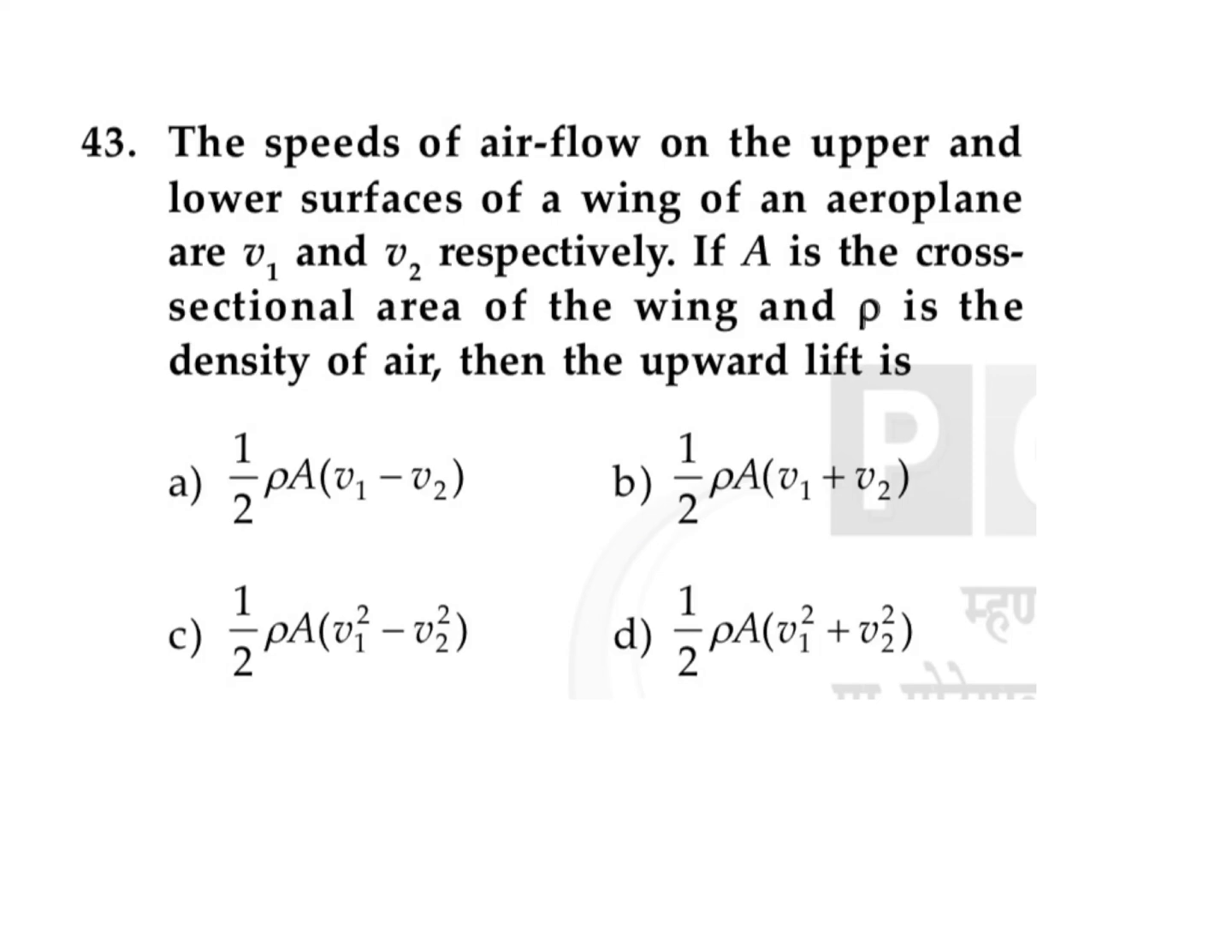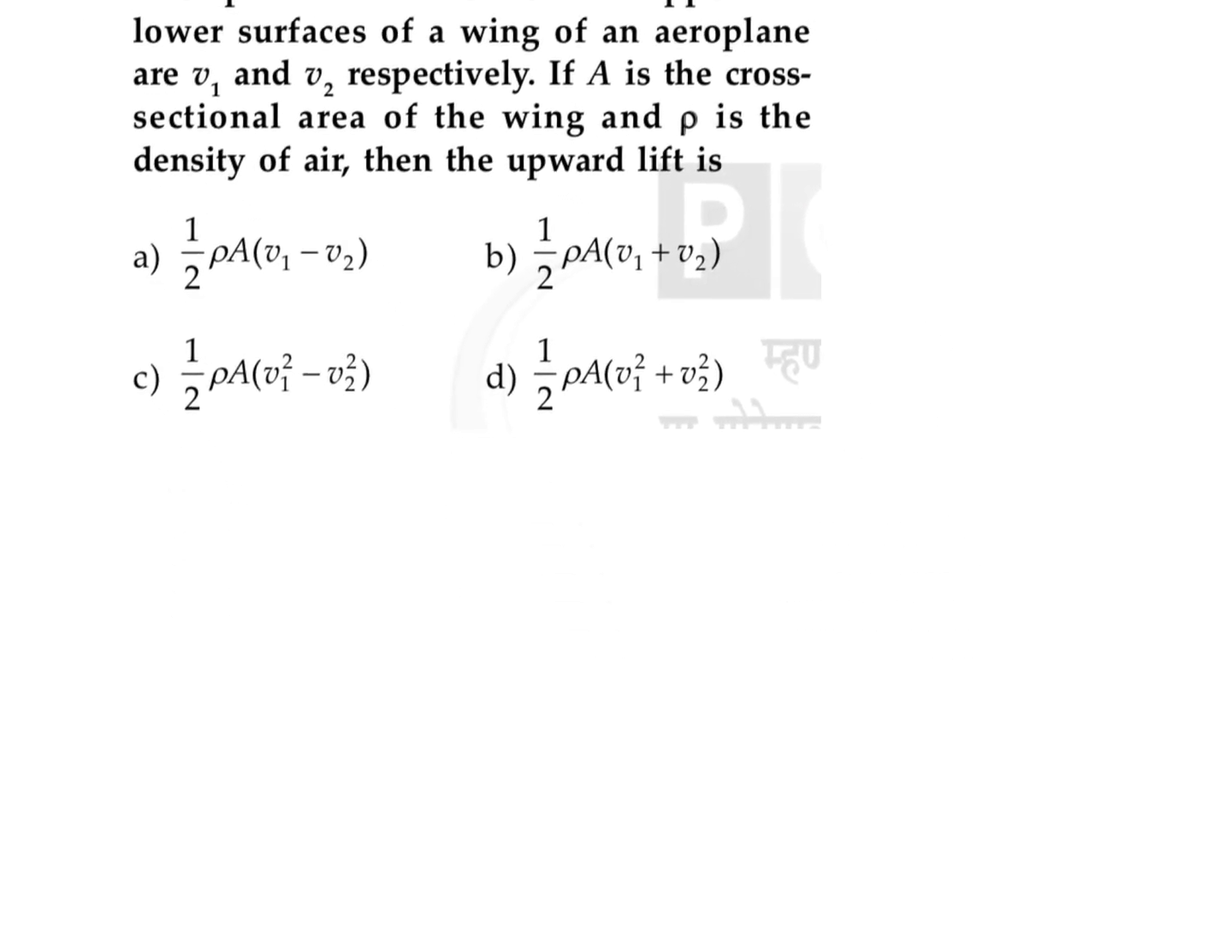The speed of air flow on the upper and the lower surfaces of wings of an aeroplane are V1 and V2 respectively. If A is the cross-section area of the wing and rho is the density of air, then the upward lift is... So we know from the concept of the aerofoil that some amount of air molecules are moving through the upper surface and some amount of air molecules are moving through the lower surface.